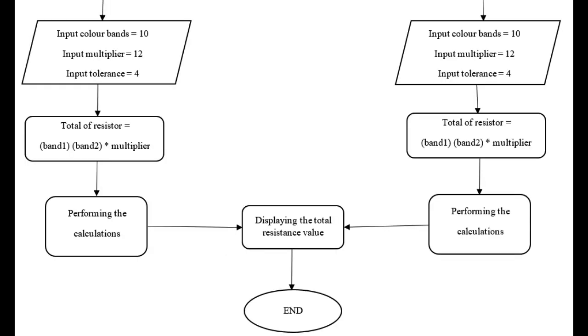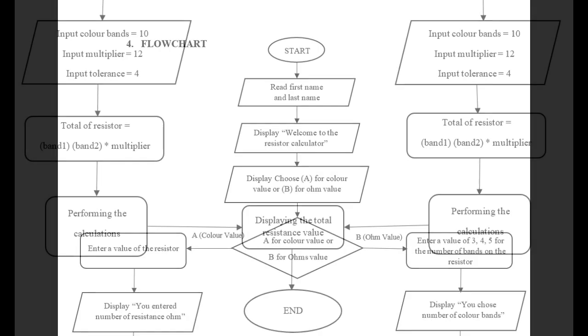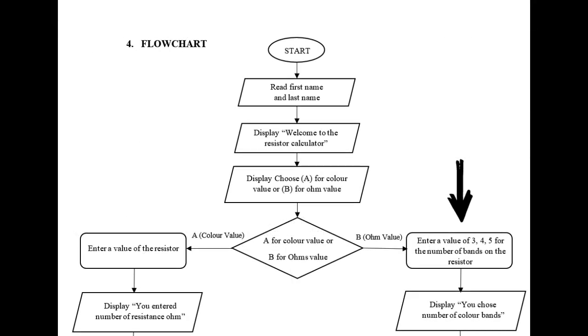Input color band equal to 10. Input multiplier equal to 12. Input tolerance equal to 4. Total of resistor, band 1, band 2. Performing the calculation, display the total resistance value, and B for ohm value.